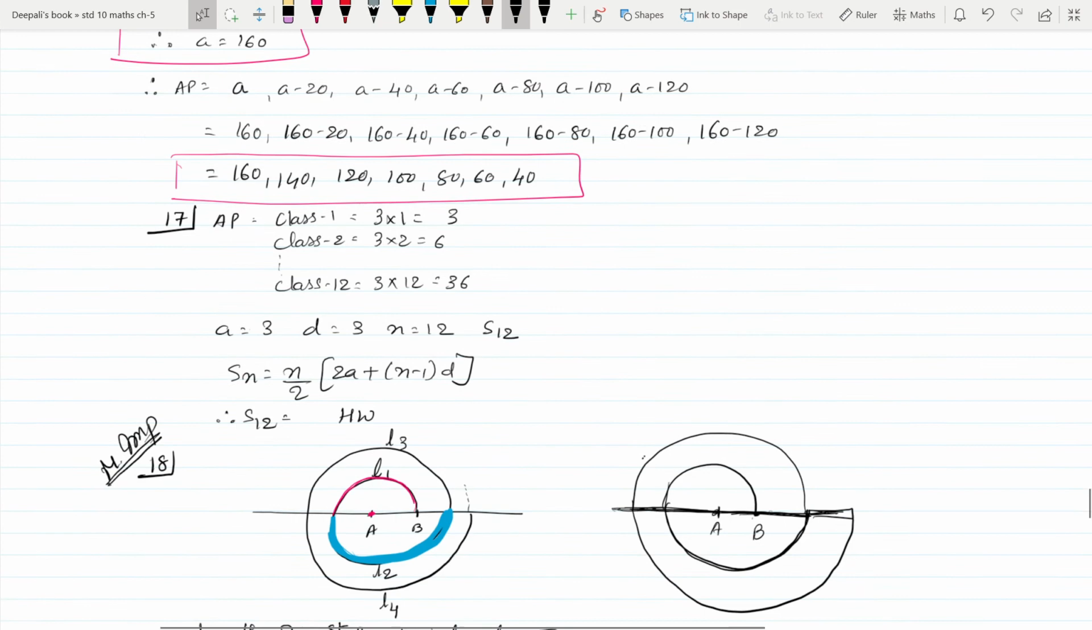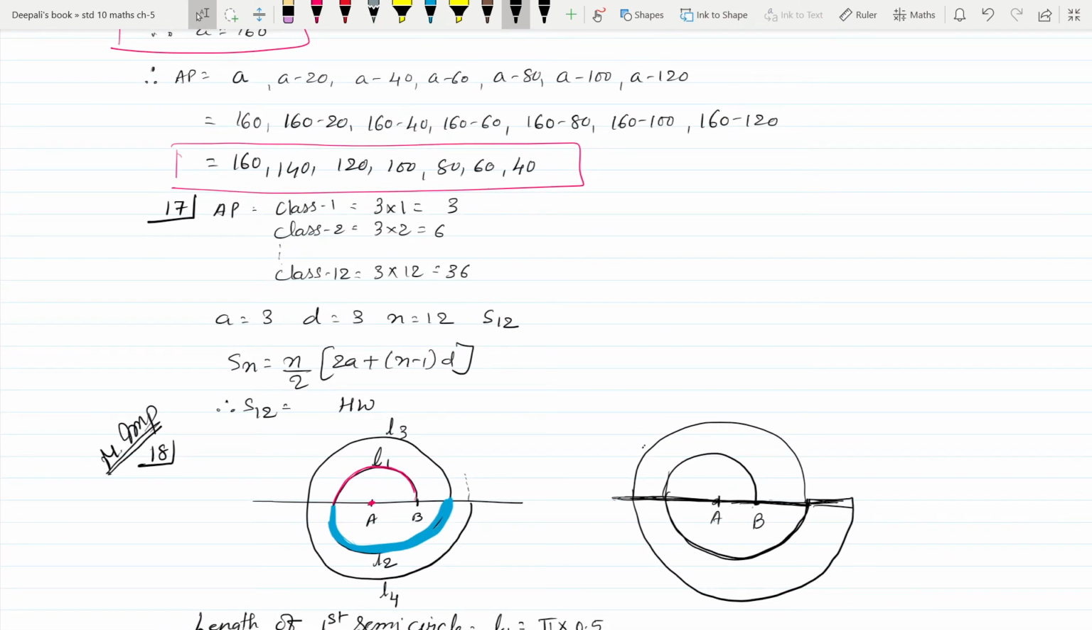Now let us move to the 17th question. The 17th question is also very simple. In a school, students thought of planting trees in and around a school to reduce air pollution. It was decided that the number of trees that each section of each class will plant will be the same as the class in which they are studying. Example, each section of class 1 will plant 1 tree, a section of class 2 will plant 2 trees and a section of class 12 will plant 12 trees. There are 3 sections of each class. How many trees will be planted by the students?